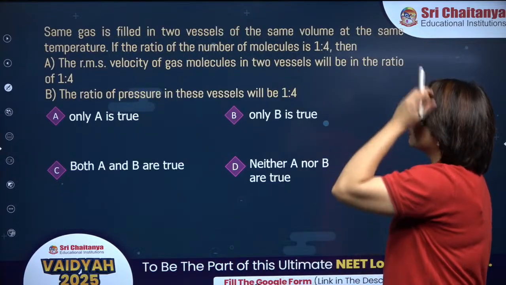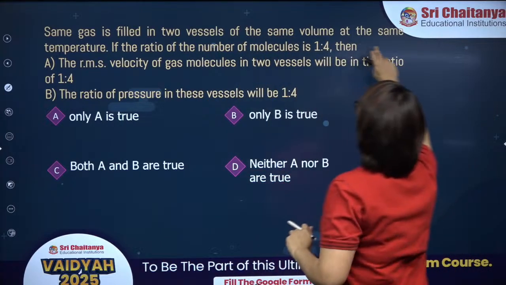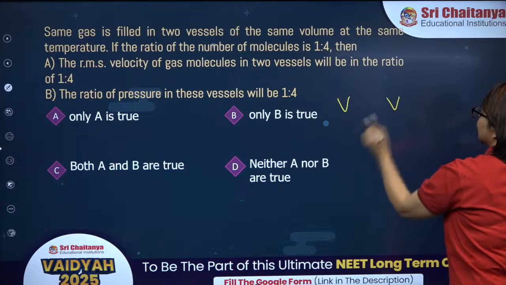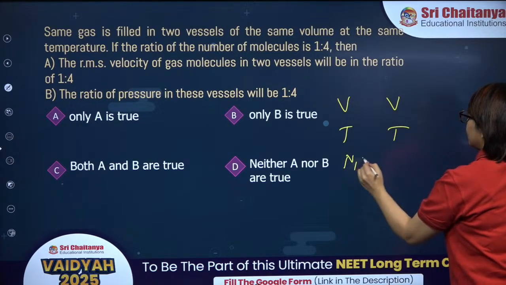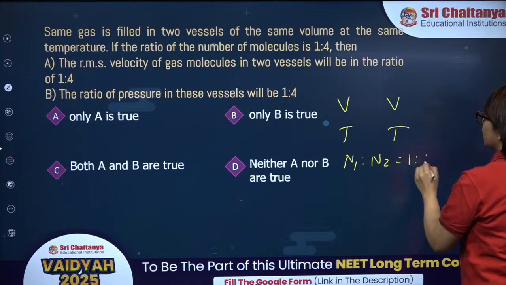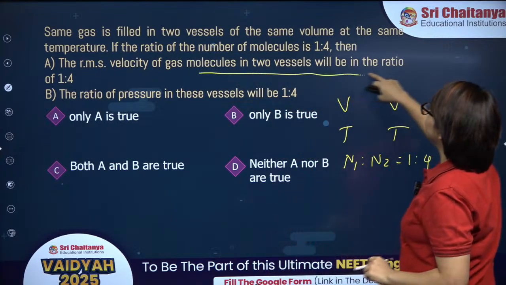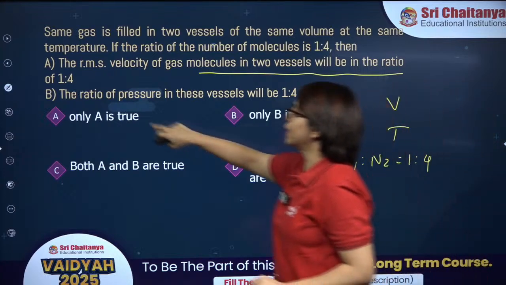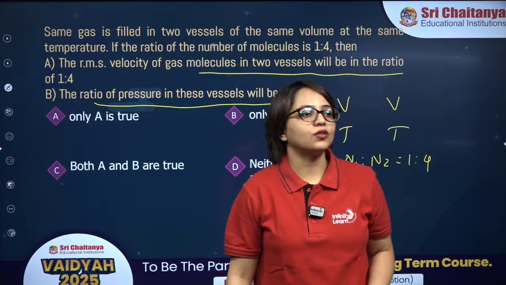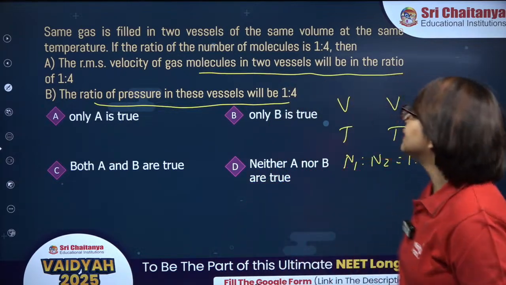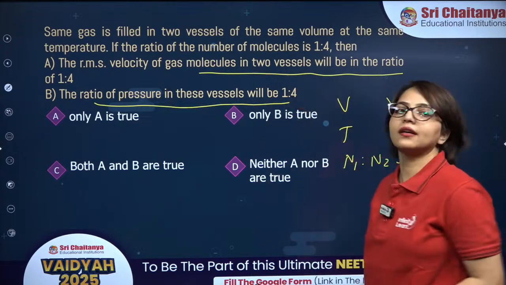Next is this one. Same gas is filled in 2 vessels of the same volume at the same temperature. Statement A: if the ratio of the number of molecules N1 to N2 is 1 is to 4, then RMS velocity of gas molecules in the 2 vessels will be in the ratio of 1 is to 4. Statement B: the ratio of pressure in these 2 vessels will be 1 is to 4. Which of the following statements are correct? Out of A and B, which statements are correct?